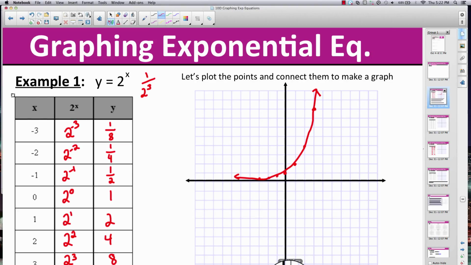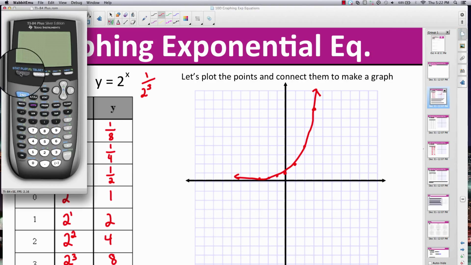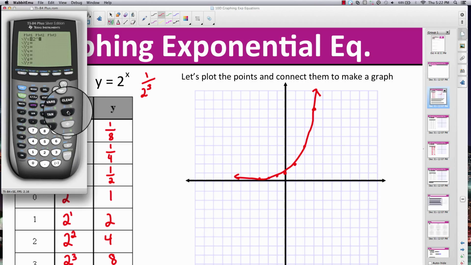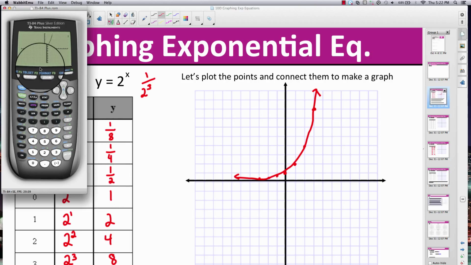Now the calculator will graph this for us as well, so let's take a look at that. So in y1, let's go ahead and put in 2 to the x. Just take a look to see what it looks like. So it looks the same, exactly like ours. Notice how it goes through the point 0, 1. So we could also look at the table of values and see if they match. And if we notice from -3 to 3, it's the same table of values. These are just in decimal form, but they are equivalent.